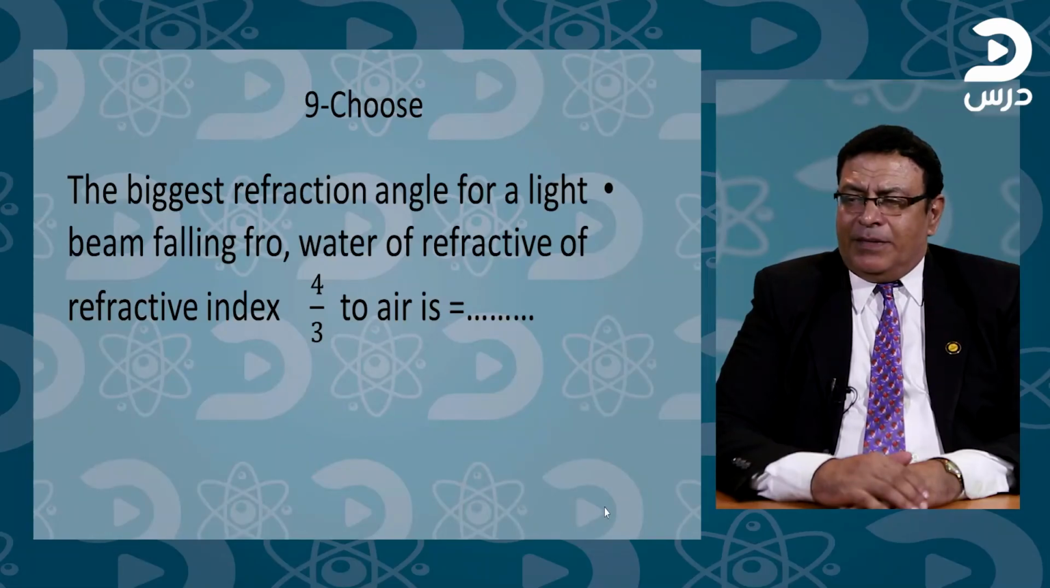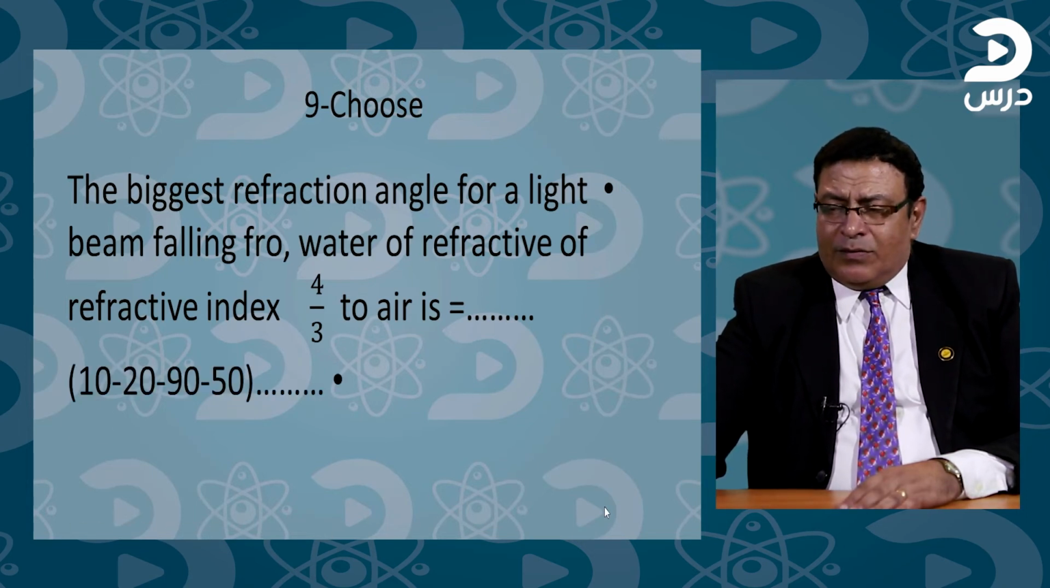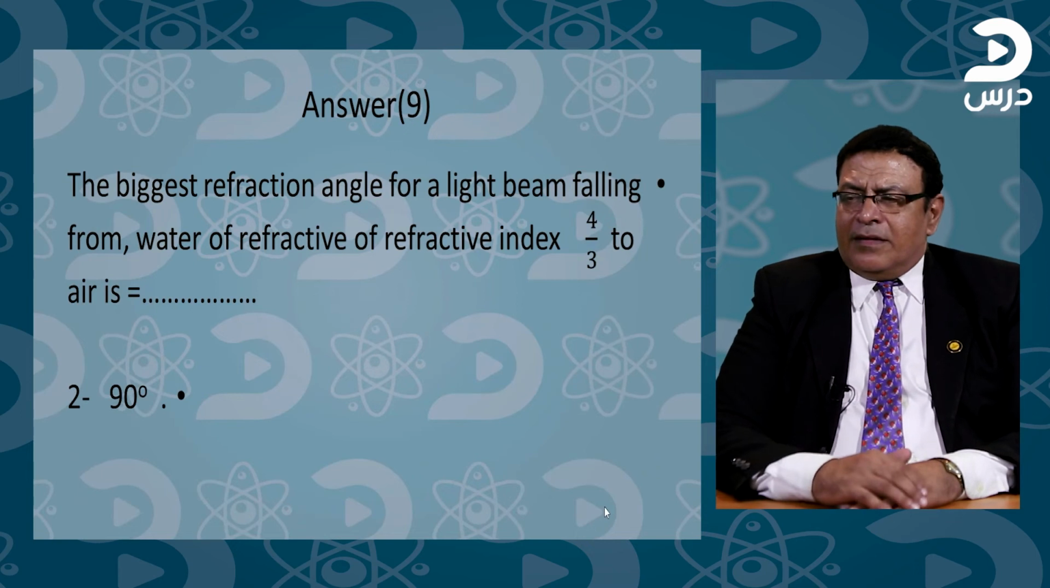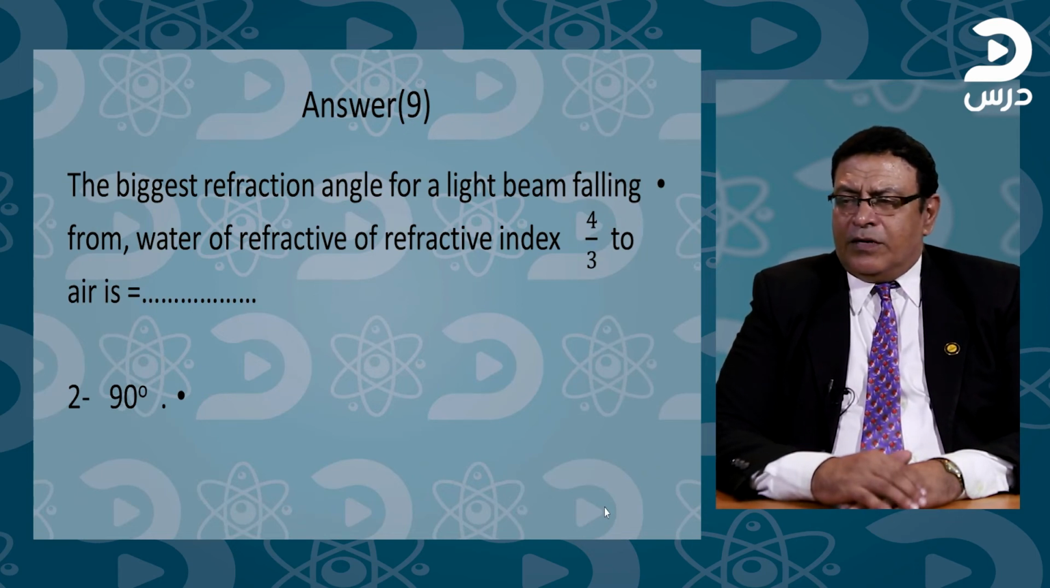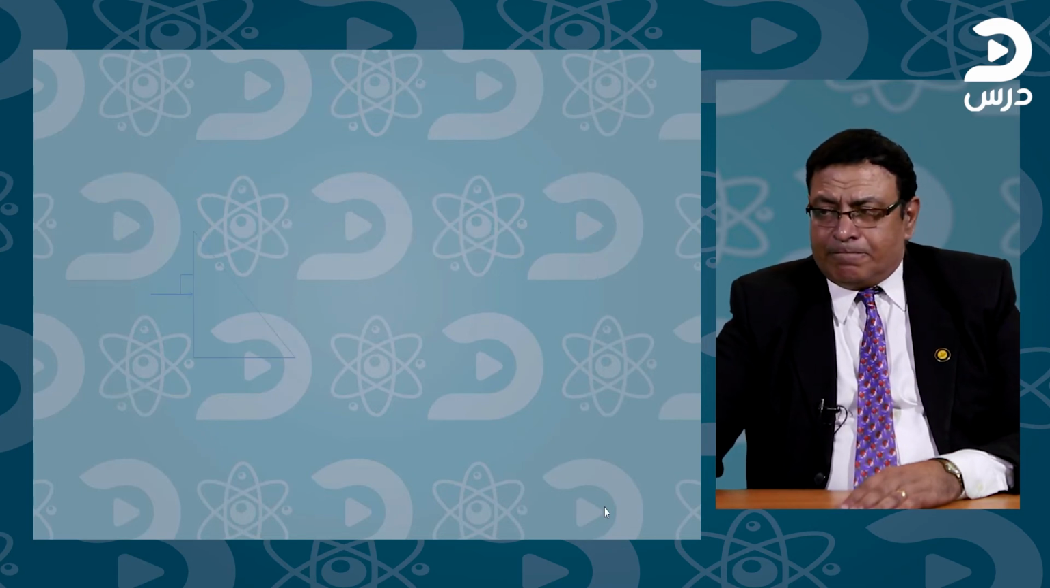The biggest refractive angle for a light beam falling from water of refractive index 4 over 3 to air is ولا 10 ولا 20 ولا 90 ولا 50؟ الانسرز طبعا the biggest refractive angle for a light beam falling from water of refractive index 4 over 3 to air is 90 degrees.